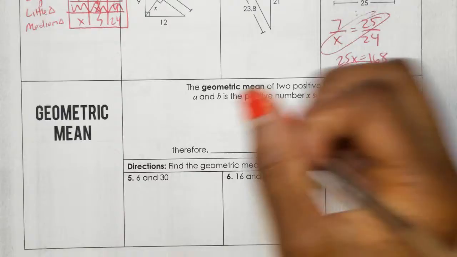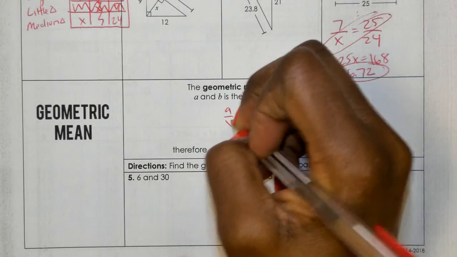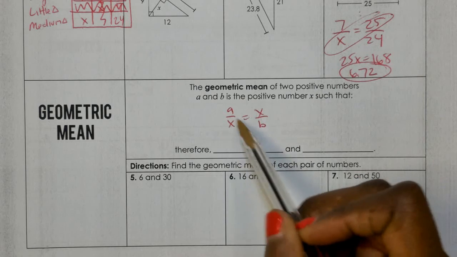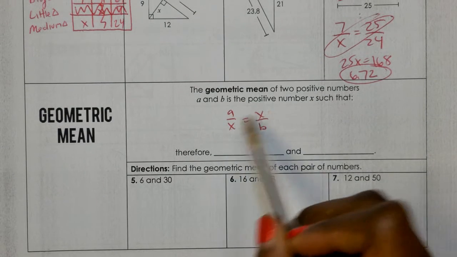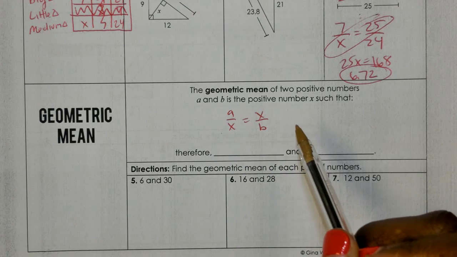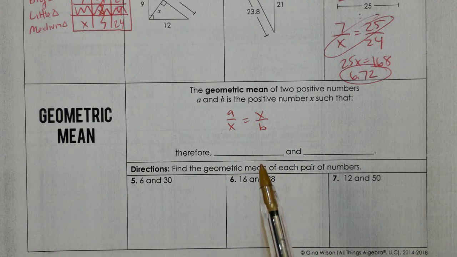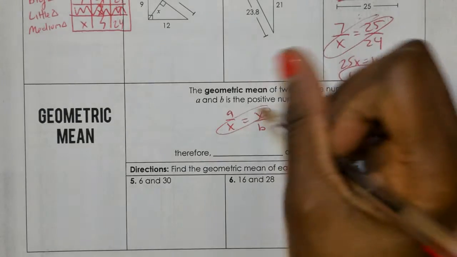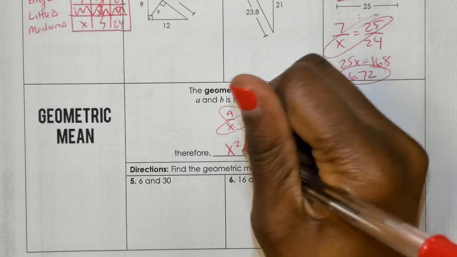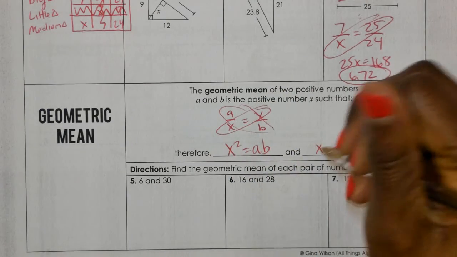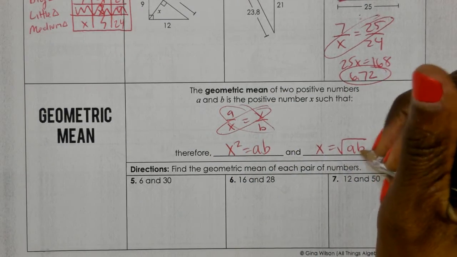Okay, the geometric mean of two positive numbers is a over x equals x over b. So basically, whatever number x is going to be repeated in the bottom left, top right, or top right, bottom left. But they're cross products of each other. So when you cross multiply, you get x squared equals ab. So if you square root both sides, x equals the square root of ab.